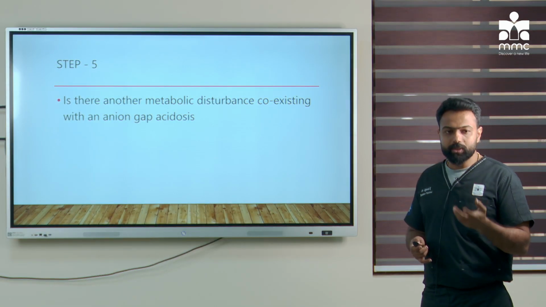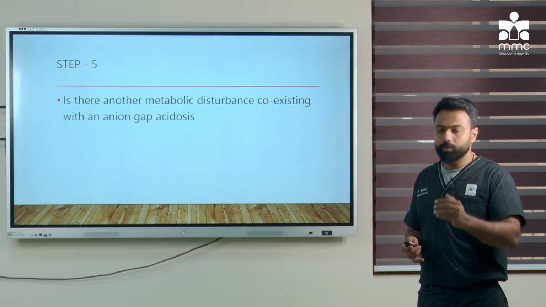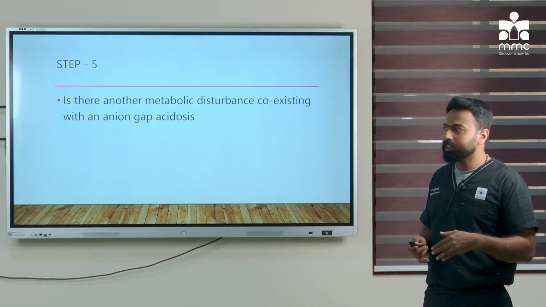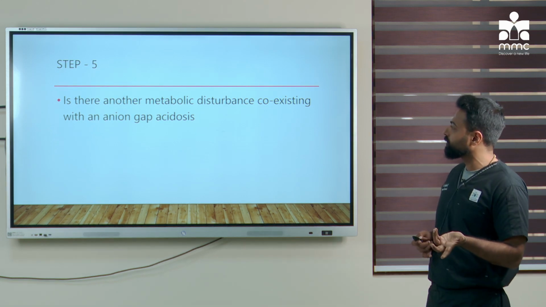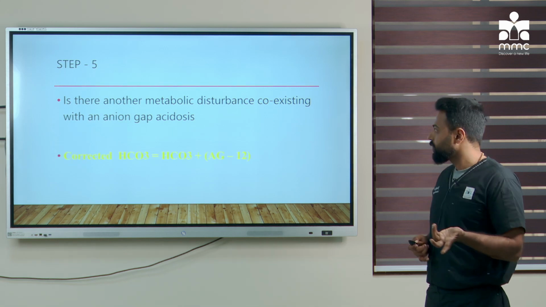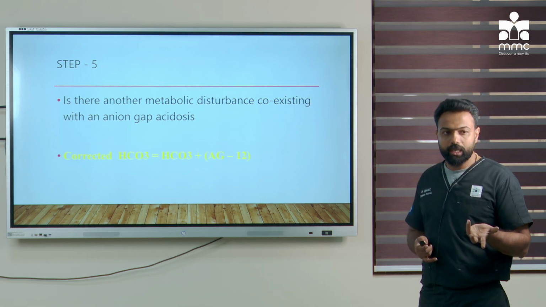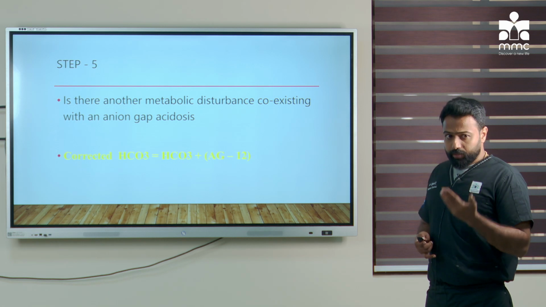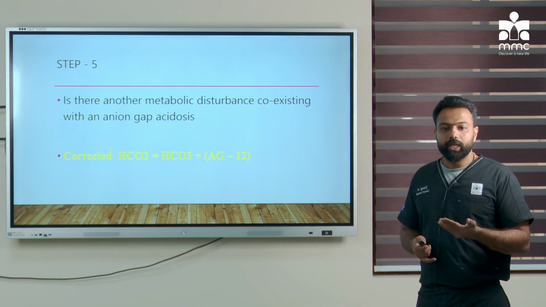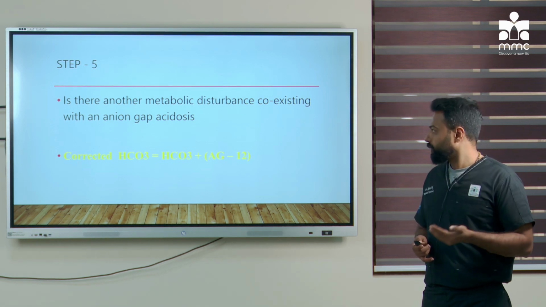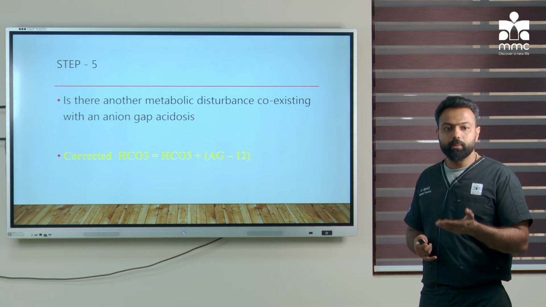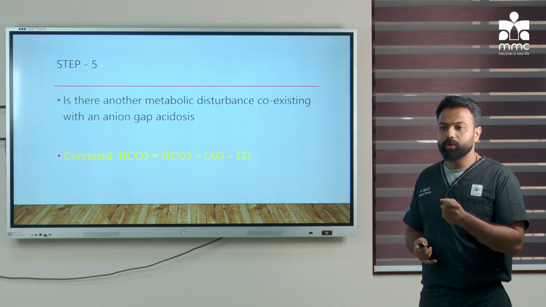So you will diagnose that it's a metabolic acidosis. It's not the stopping. Again, you have to check if there is another metabolic disturbance coexisting with the anion gap metabolic acidosis. How do you calculate it? For that you have to calculate a corrected bicarbonate. How do you calculate the corrected bicarbonate? Corrected bicarbonate is the bicarbonate plus the anion gap minus 12.